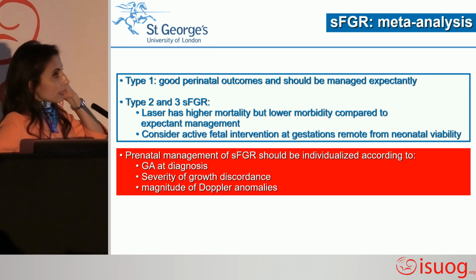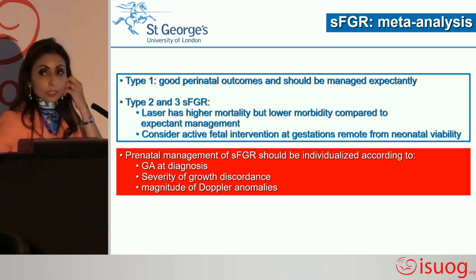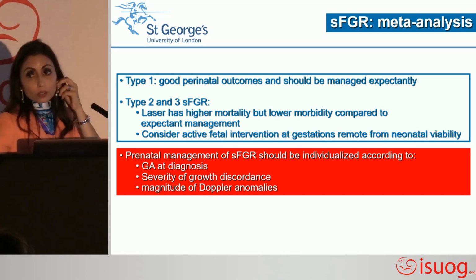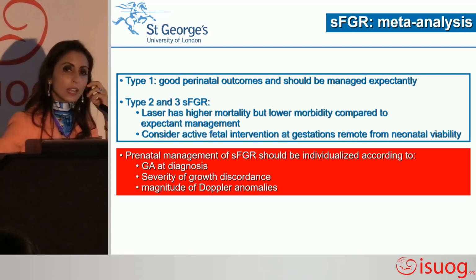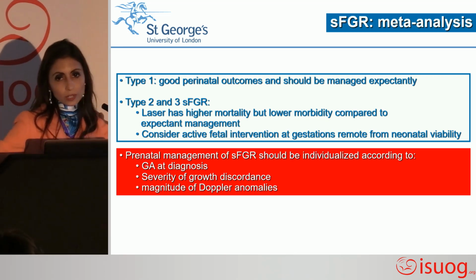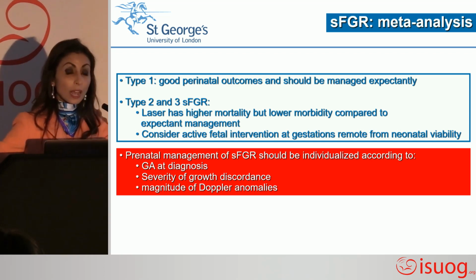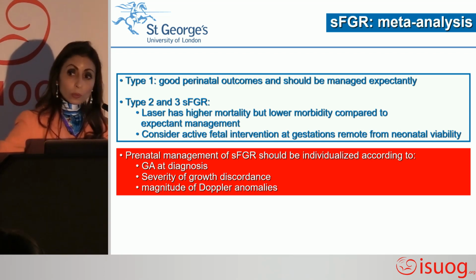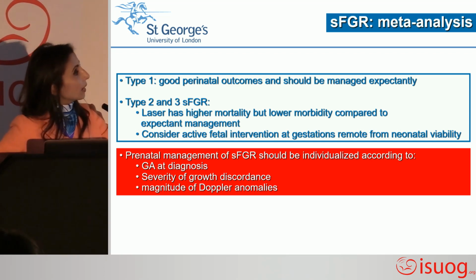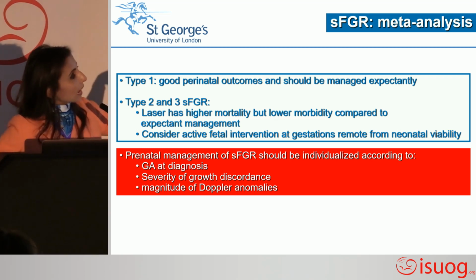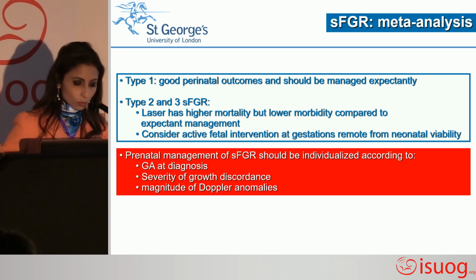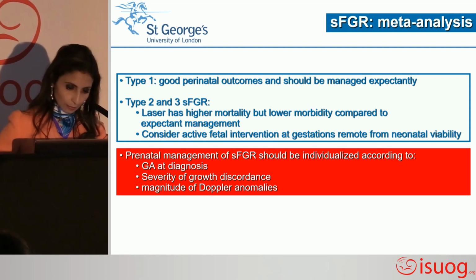And therefore, when you manage these pregnancies, it needs to be individualized, taking into account 3 important parameters: gestational age at diagnosis, because certainly if it's late, certainly after 24 weeks, most likely you don't need to do any active fetal intervention, and I think expectant management is usually okay in the majority of these cases; and the severity of the growth discordance and the magnitude of Doppler abnormalities, which determine type 2 and type 3.